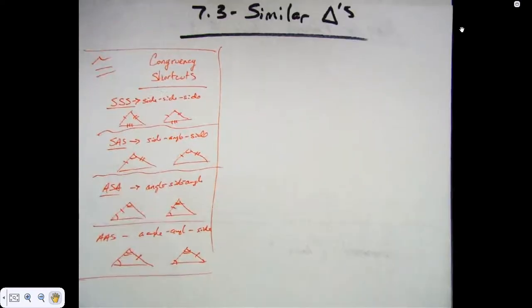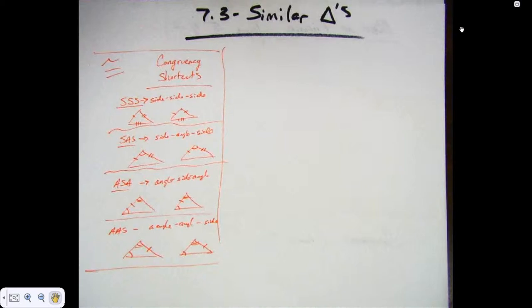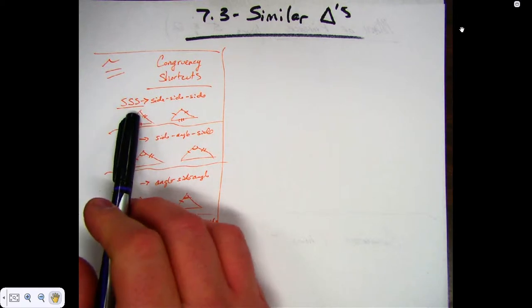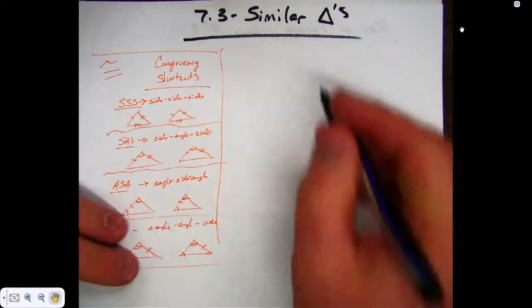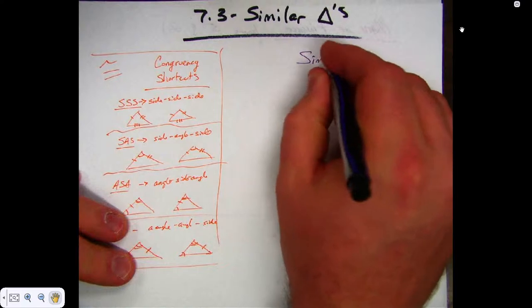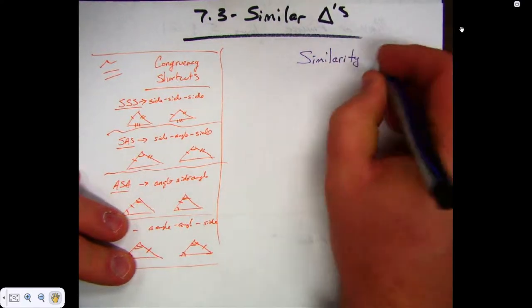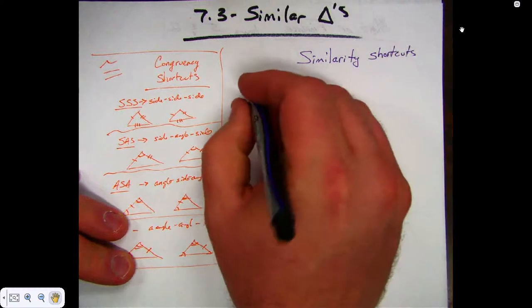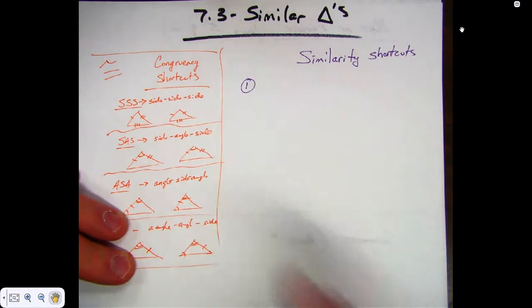is because we are going to learn some shortcuts for similarity. And we're going to use the same lingo, except when we put nothing behind it, we understand that side, side, side congruency. Now we're going to learn some similarity shortcuts. Shortcut number one.